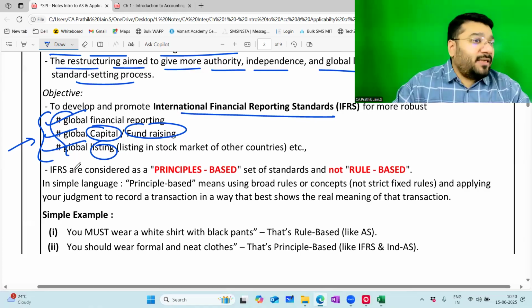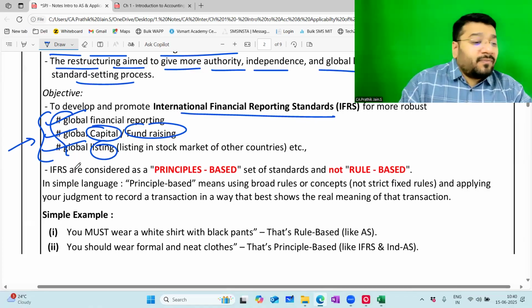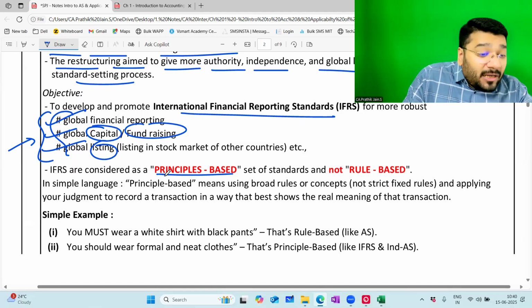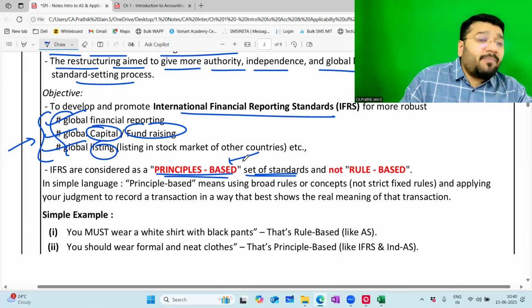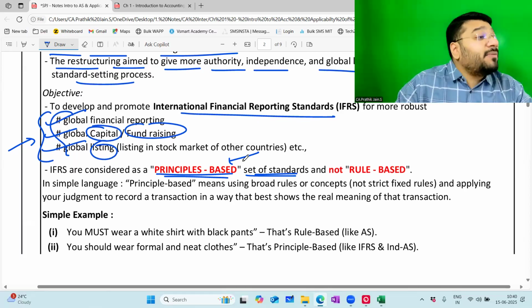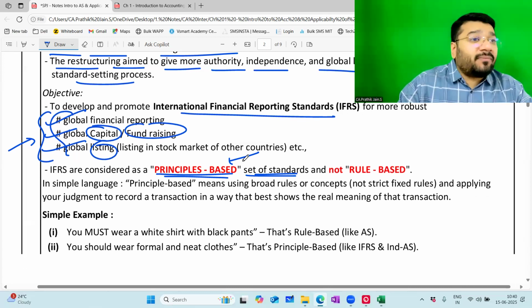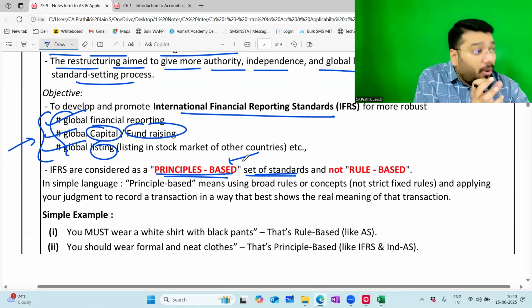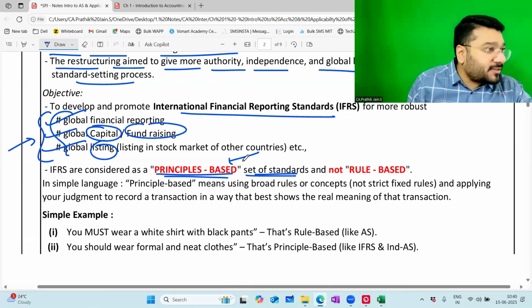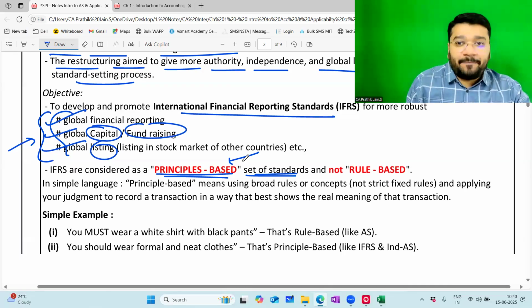And IFRS is being developed on what basis? They are a principle-based set of standards. Means what? They've given a broad framework, and within that, to give flexibility, they've given you multiple options. So it is principle-based, which means what? I'm giving you an idea and suggestion. According to that, you apply your mind to that particular situation. You can modulate within that framework of IFRS.